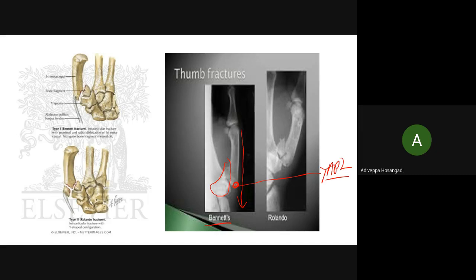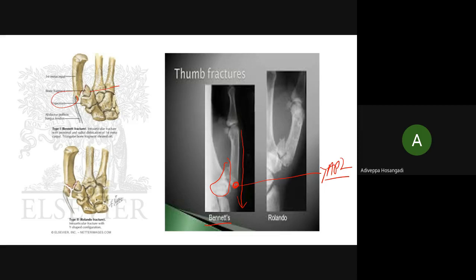You abduct the thumb, you feel that at the base there is one tendon moving. That is abductor pollicis longus. This is what is being shown here. So this fragment stays as it is, but the entire thumb is pulled.